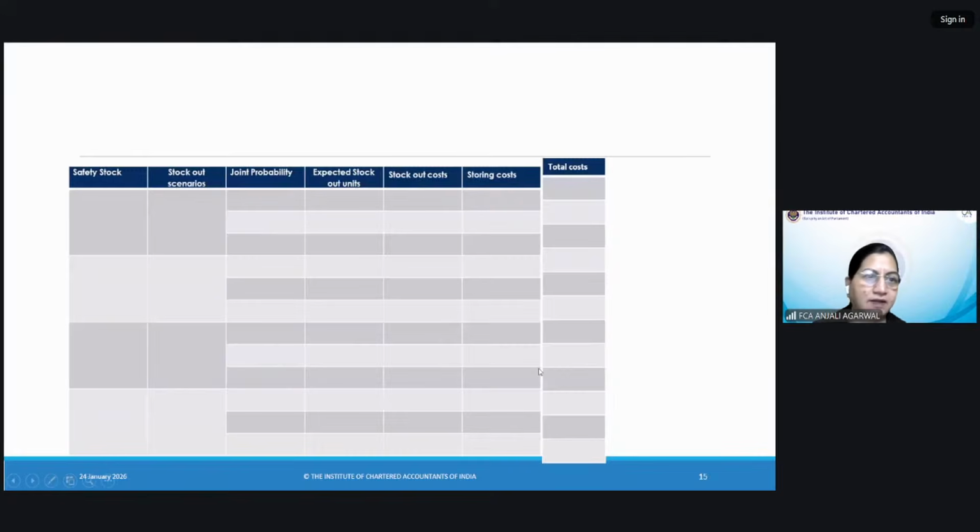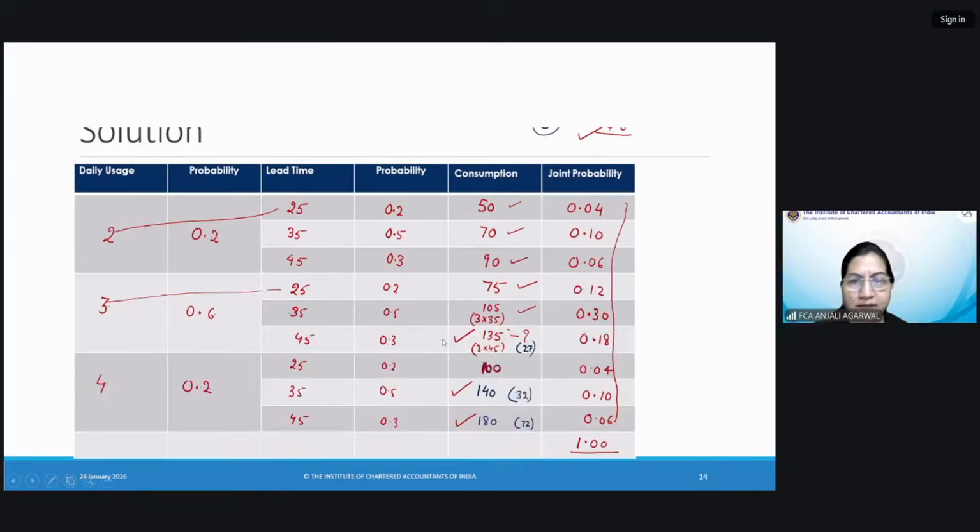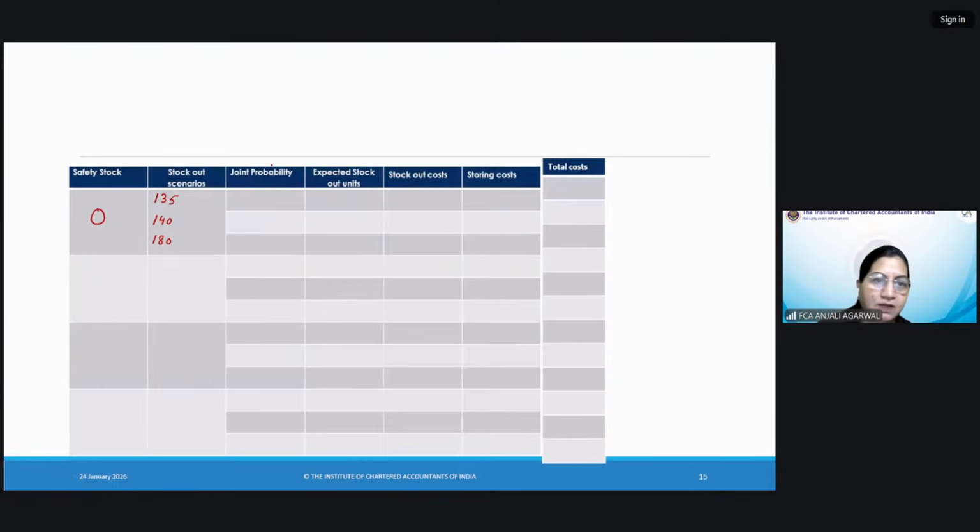So how do we decide? Let's say I don't keep any safety stock, 0. So my stock out scenarios are 135, 140, and 180. Only 3 scenarios. 135 has a joint probability of 0.18. This scenario is 0.10, and the maximum consumption into maximum time scenario is 0.06. So this has a probability of 0.18, 0.10, and 0.06.